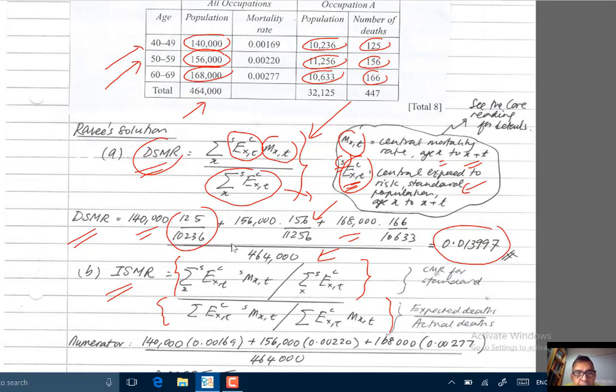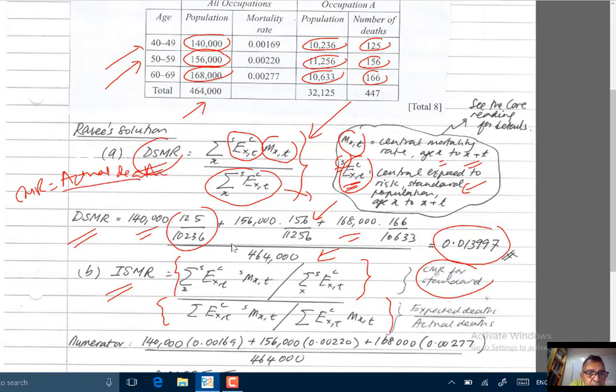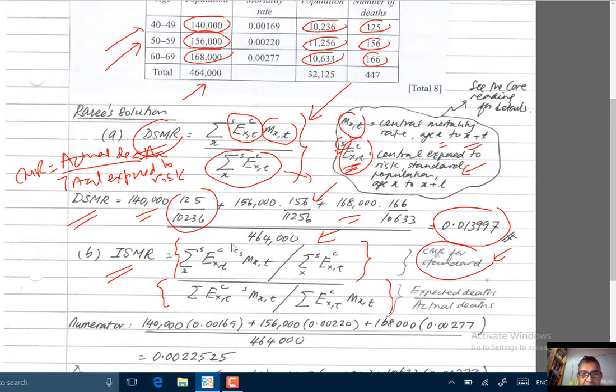Let's work out the numerator first. Remember, we are working out the crude mortality rate for the standard population. Remember what the crude mortality rate is? It is your actual deaths over your total exposed to risk, except that now we are dealing with the standard population. We will take this number multiplied by this number. This number is given to us; you can see it in the table. So 140,000 times 0.00169. That's what you see here.